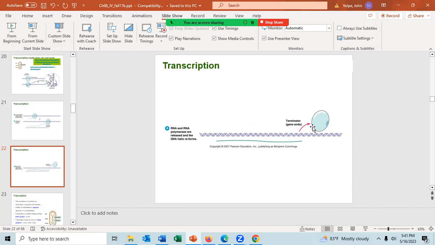When the RNA polymerase falls off the DNA, that will release the transcribed messenger RNA. And then this messenger RNA is ready to go into the cytoplasm and be translated. Now in a eukaryote, this RNA has to leave the nucleus and enter the cytoplasm. In the prokaryotes, this RNA is actually already in the cytoplasm.